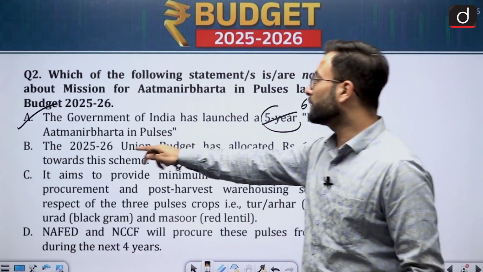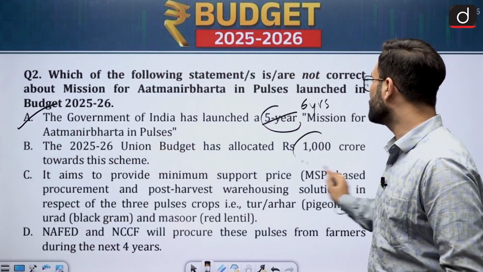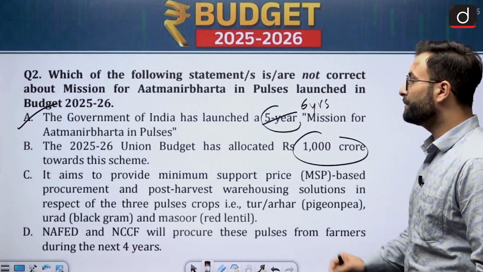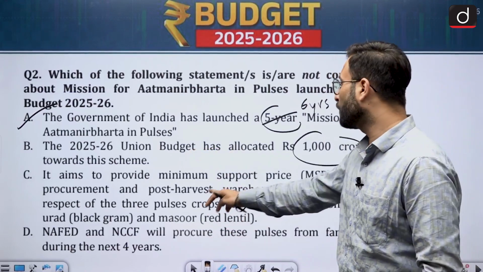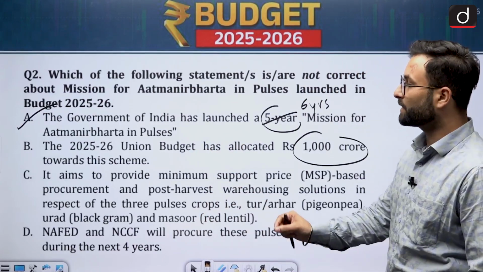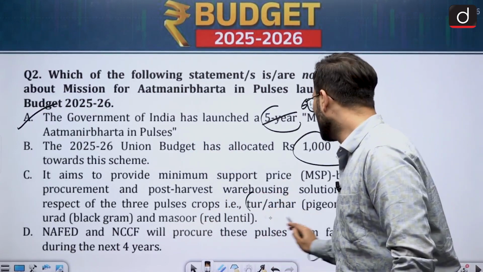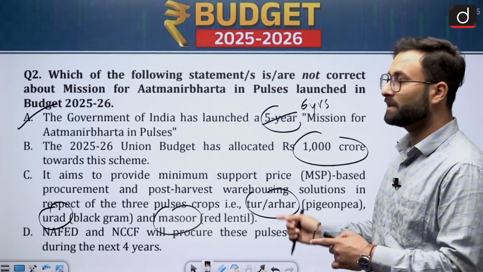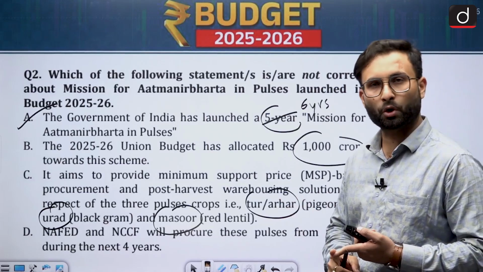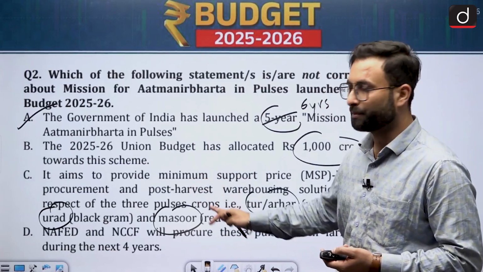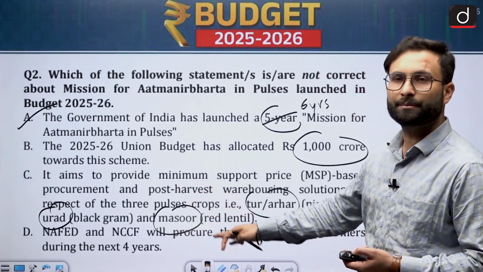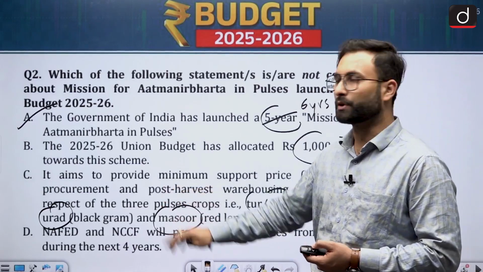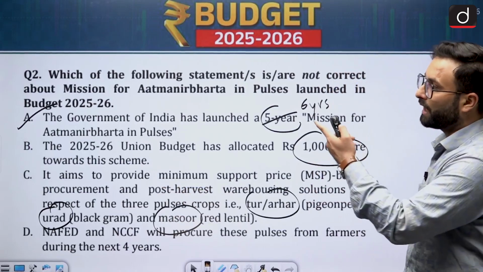The 2025-26 Union Budget has allocated rupees 1000 crores towards this scheme. That is right. It aims to provide MSP based procurement and post harvest warehousing solutions in respect of 3 pulses. The 3 pulses are Tur, Urad and Masoor. So for these 3 there will be MSP based procurement. Other than that, post harvest support will also be there. NAFED and NCCF will be the procuring agencies working towards this objective for the next 4 years. So that is question number 2. Answer is A.